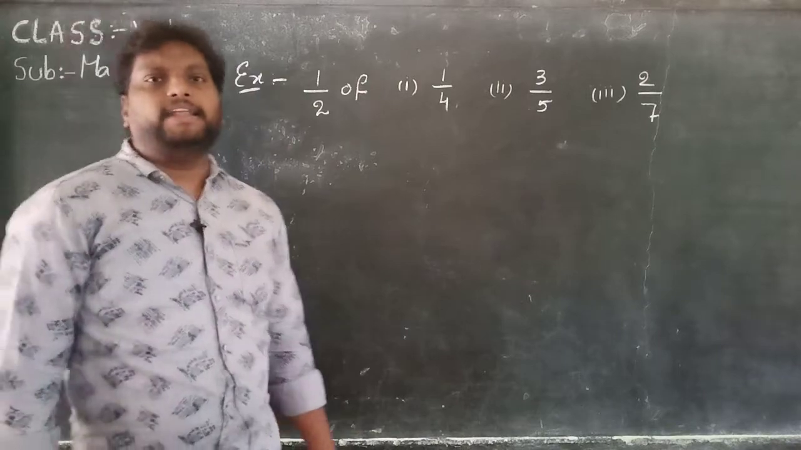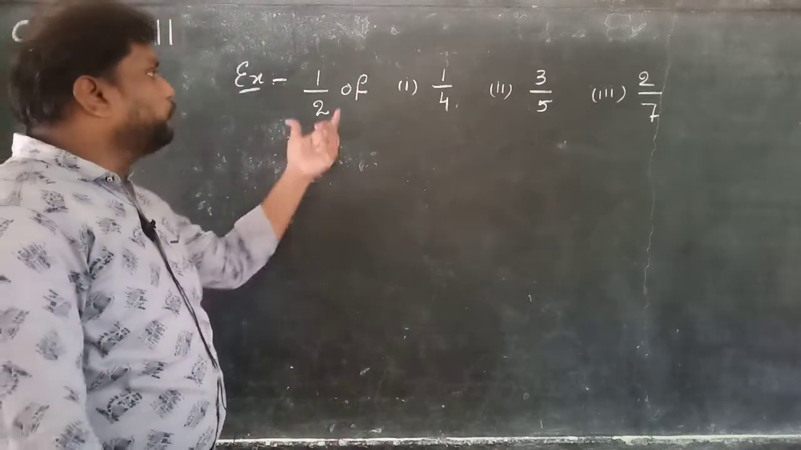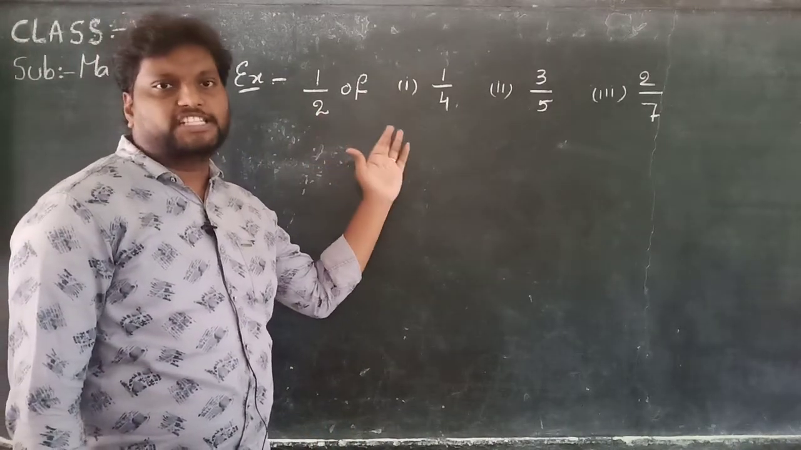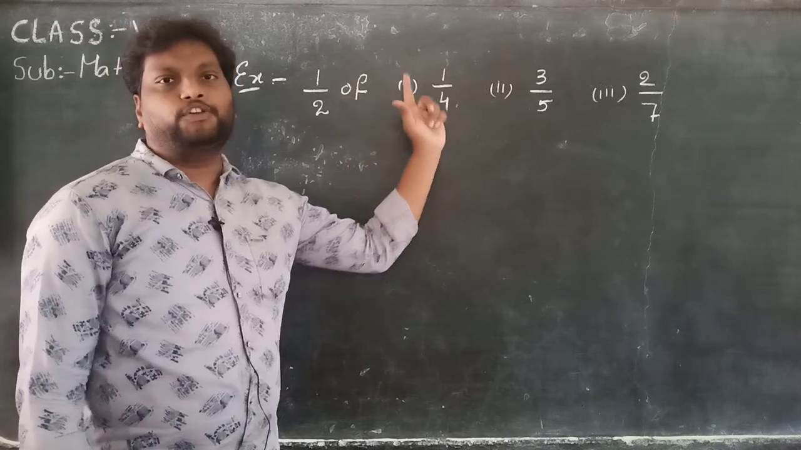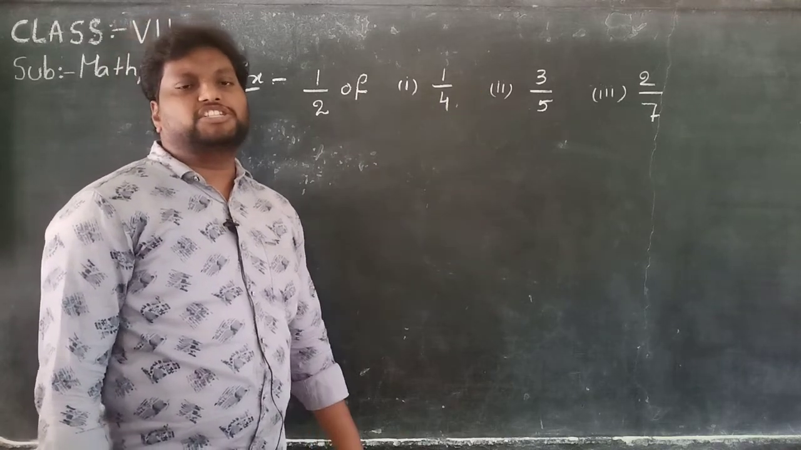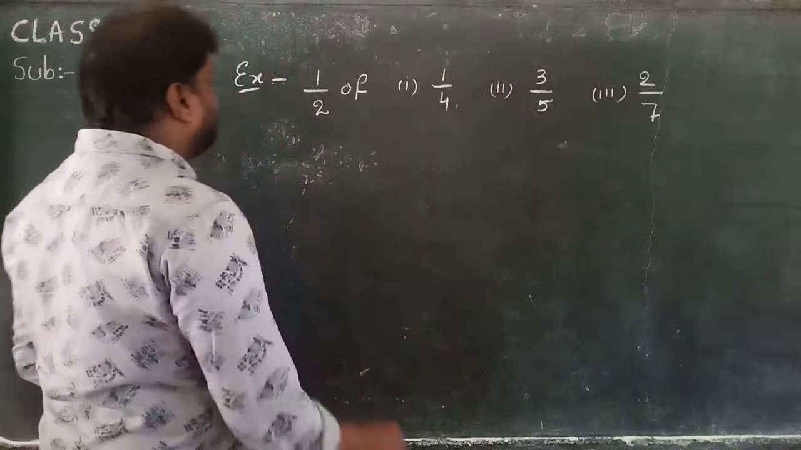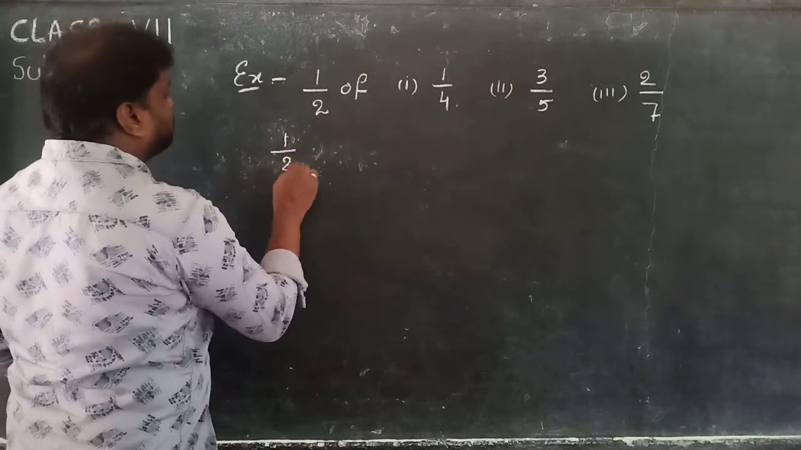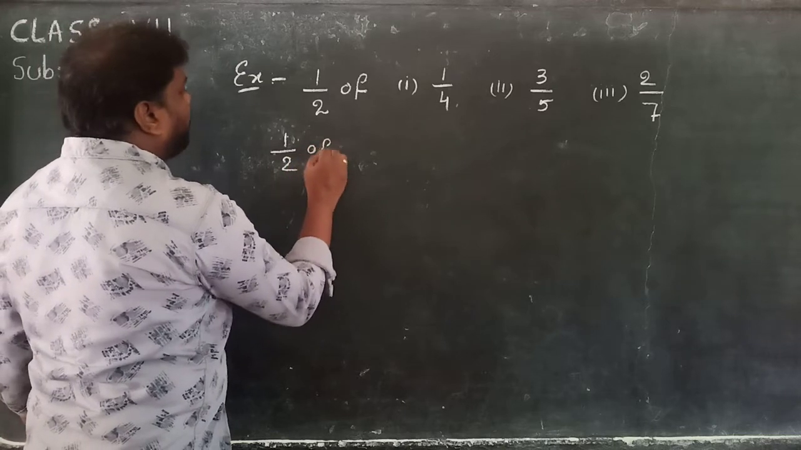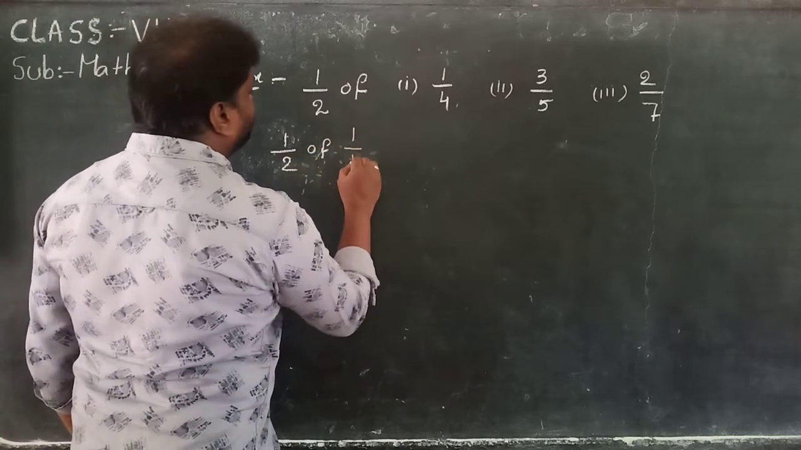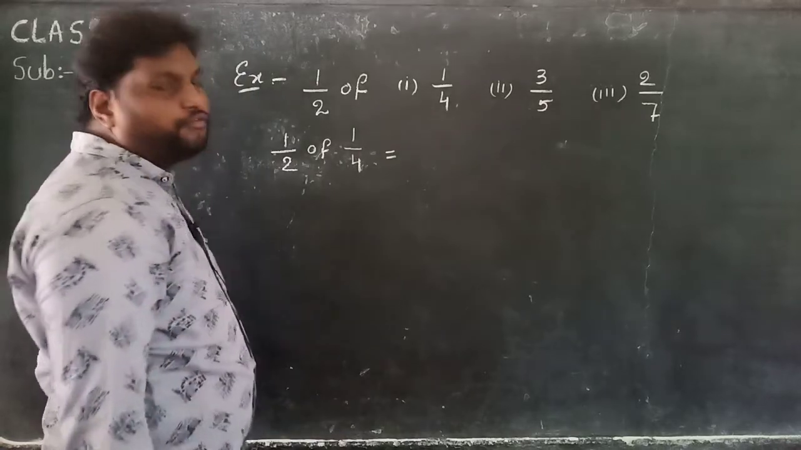7. Already we know according to the rule of the product of fractions, the rule is the multiplication of numerators divided by multiplication of denominators, means the product of numerators divided by product of denominators. See first one 1 by 2 of 1 by 4. First problem 1 by 2 of 1 by 4.